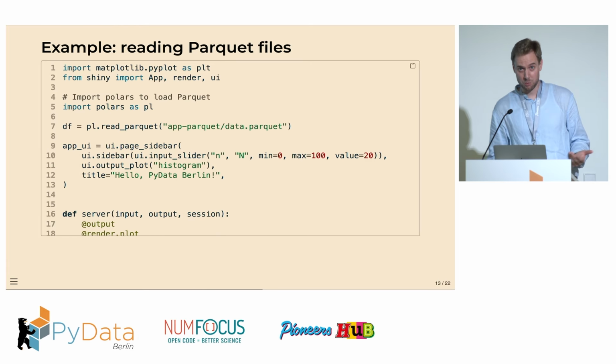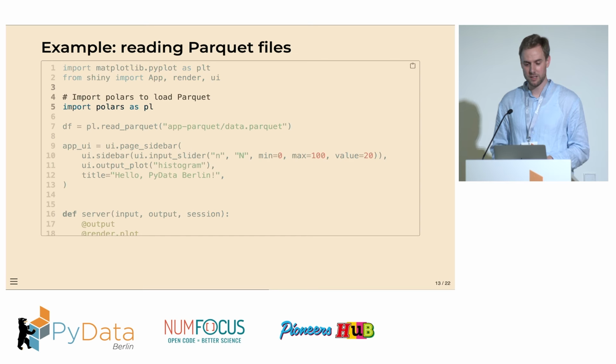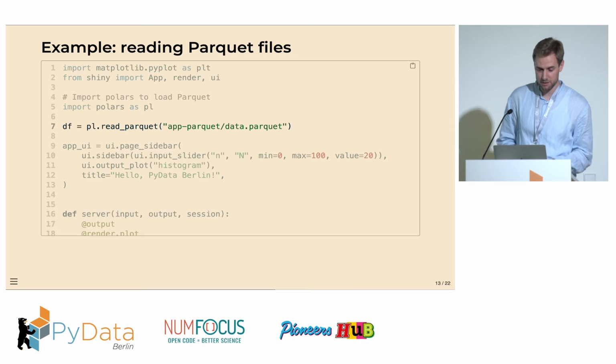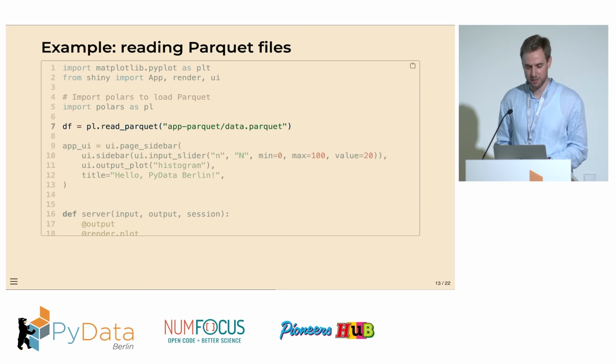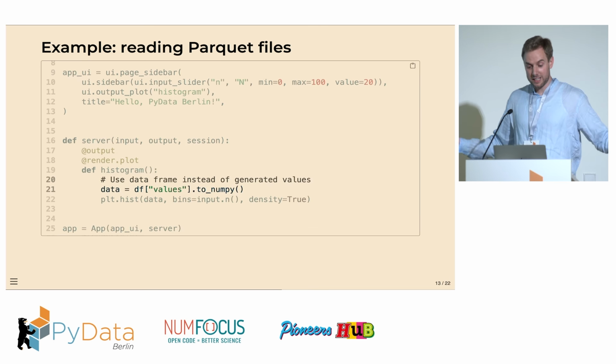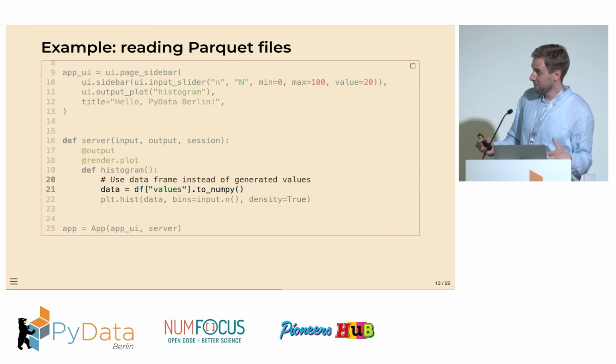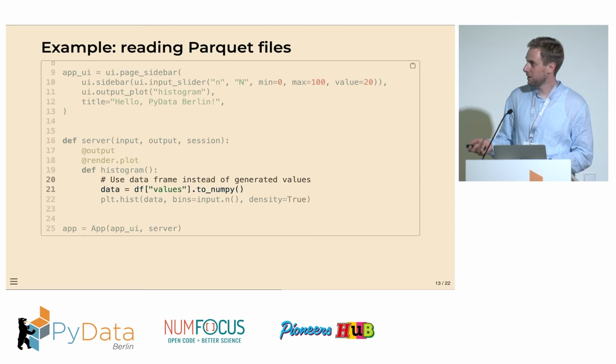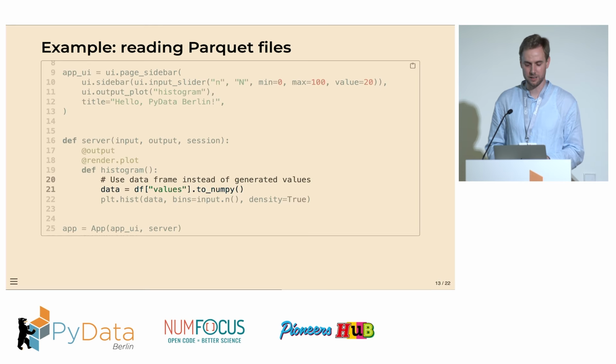So if we want to include Parquet data in our Shiny app, what changes? I'm using Polars here. I'm importing it to read a Parquet file that I have previously defined. It just lives in an app Parquet folder, just called data.parquet. The UI is exactly the same. The server is almost the same. Since we are reading the data in, instead of simulating it, we use the data frame column values, convert them to NumPy and then use this data to plot the histogram. But everything else is the same.